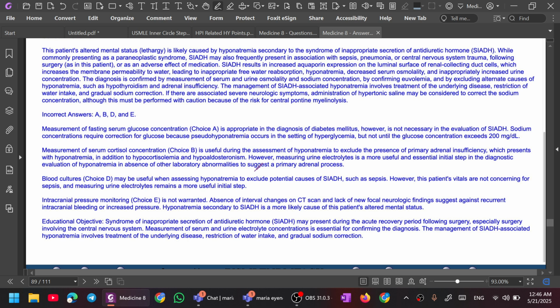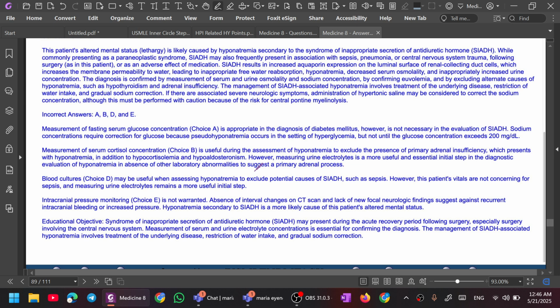The diagnosis is confirmed by measurement of serum and urine osmolarity and sodium concentration, by confirming euvolemia, and by excluding alternate causes of hyponatremia such as hypothyroidism and adrenal insufficiency. The management of HIV/AIDS associated hyponatremia involves treatment of the underlying disease, restriction of water intake, and gradual sodium correction. If there are associated severe neurologic symptoms, administration of hypertonic saline may be considered to correct the sodium, although this must be performed with caution because of the risk of central pontine myelinolysis.